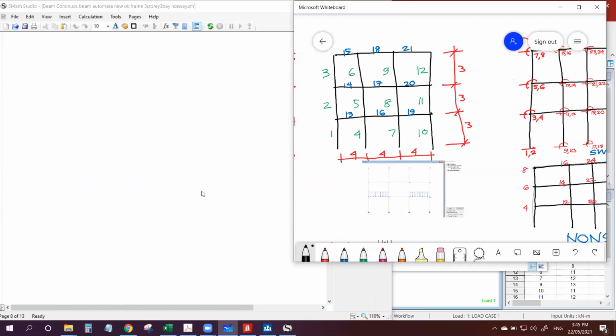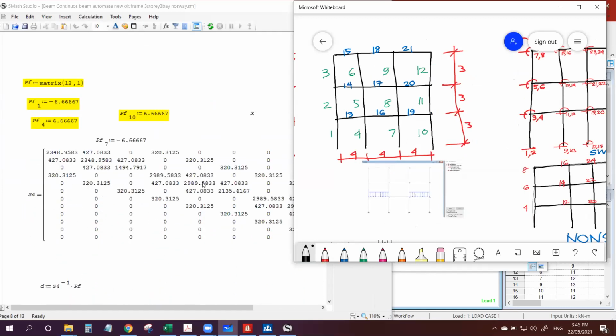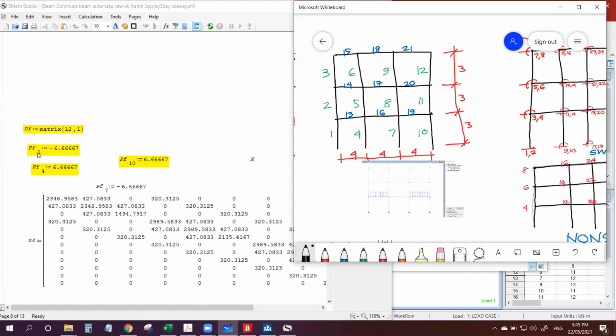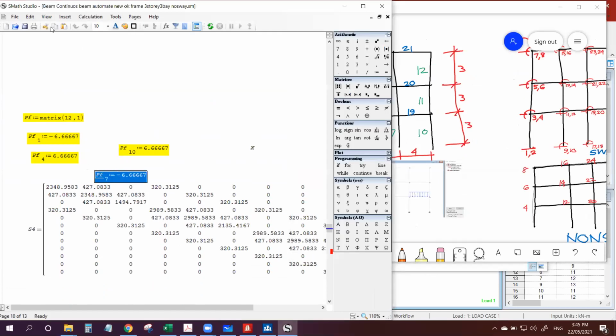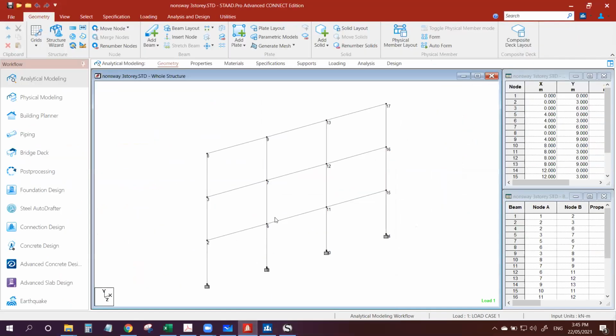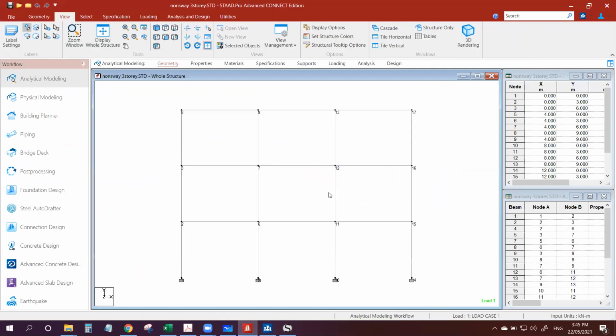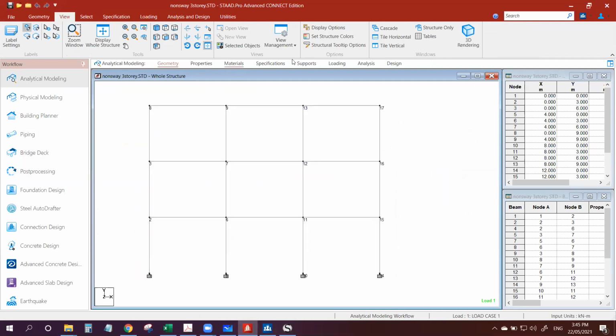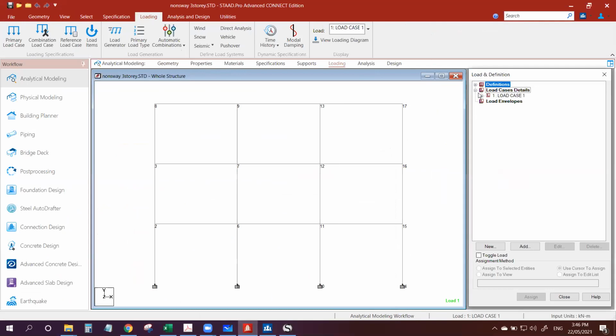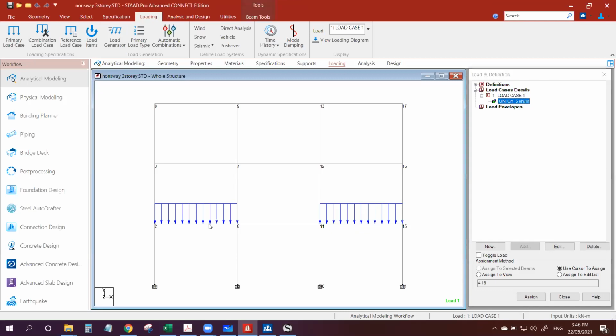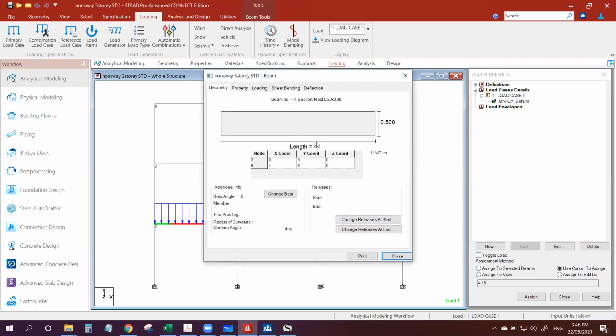Next is, yeah. So we have, maybe I should make this yellow. Okay. So why do I have fixed-end forces here? Because my STAAD is here. View. Where's my loading? Yeah. Okay. And its length is 4 meters.